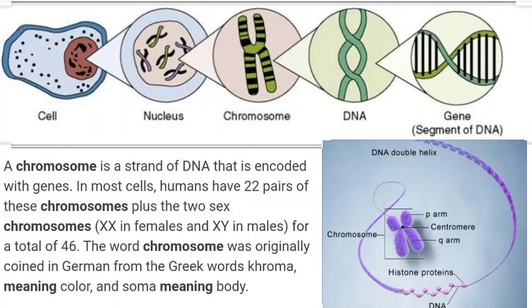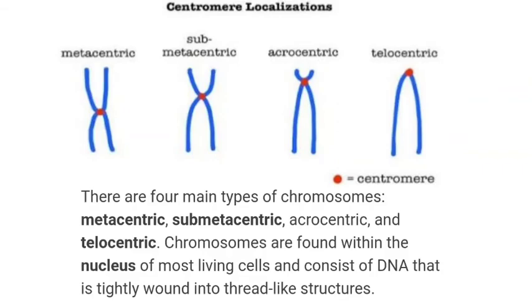Here you can see the structure of a chromosome. It is a double helix structure which consists of a P arm and a Q arm, and in the center you will find the centromere. Further we will learn about the chromosome in detail. First we will see the types of chromosomes. According to the position or localization of the centromere, these chromosomes get different names. The first one is metacentric, second is submetacentric, then acrocentric and telocentric. We will see them one by one. There are 4 main chromosomes shown here.